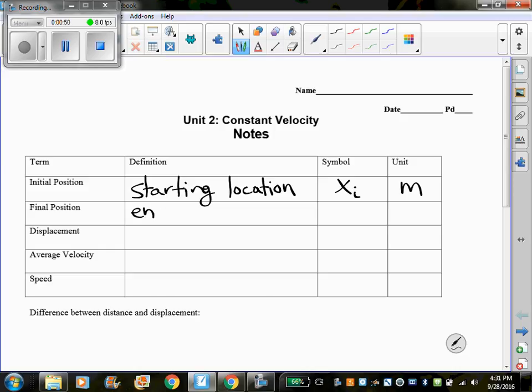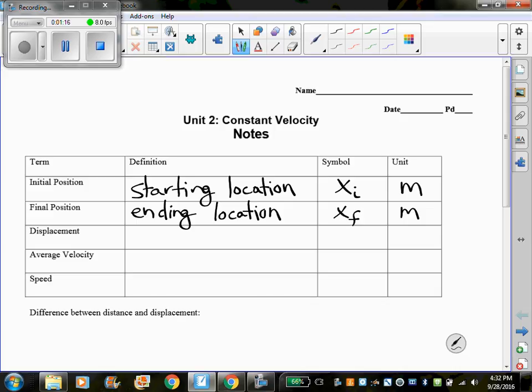If initial position is starting location, then final position must be your ending location. And because it is still a position, we're still going to use a lowercase letter x to talk about it, but we are going to use the subscript of f to denote that it is the final position. And we are also going to use the unit meters for this.